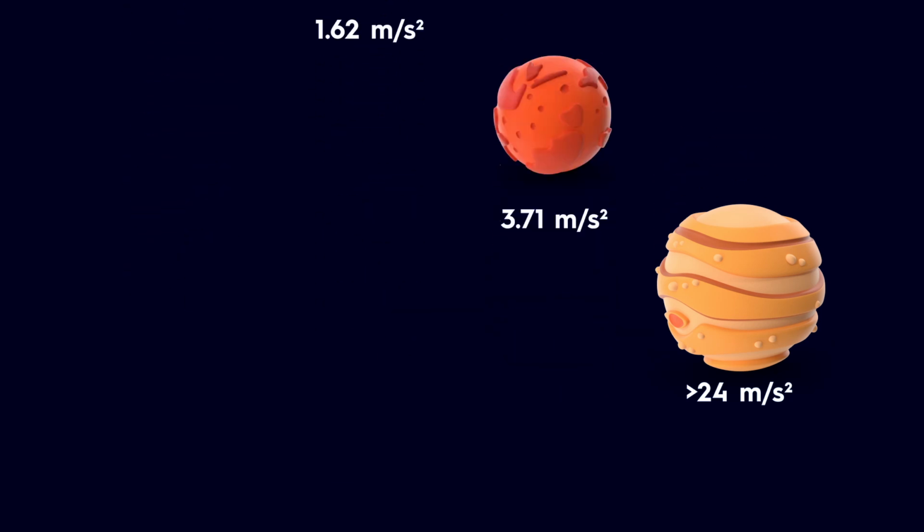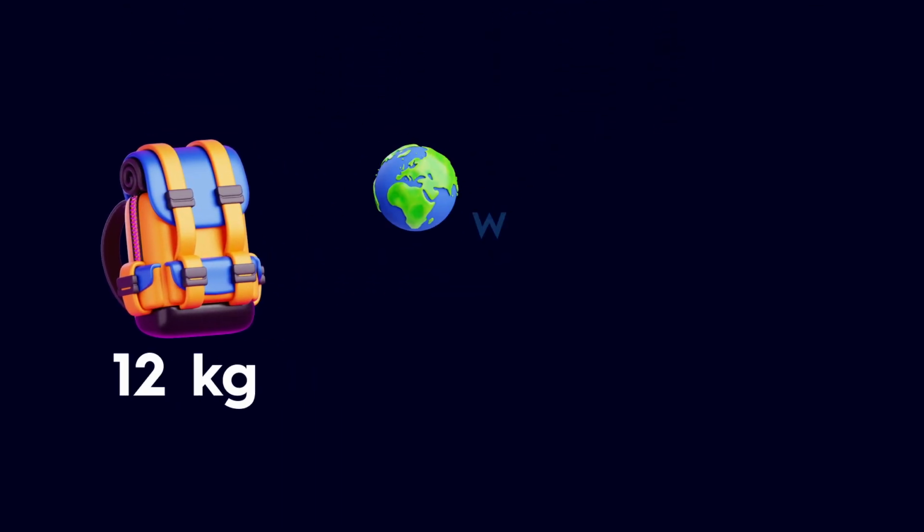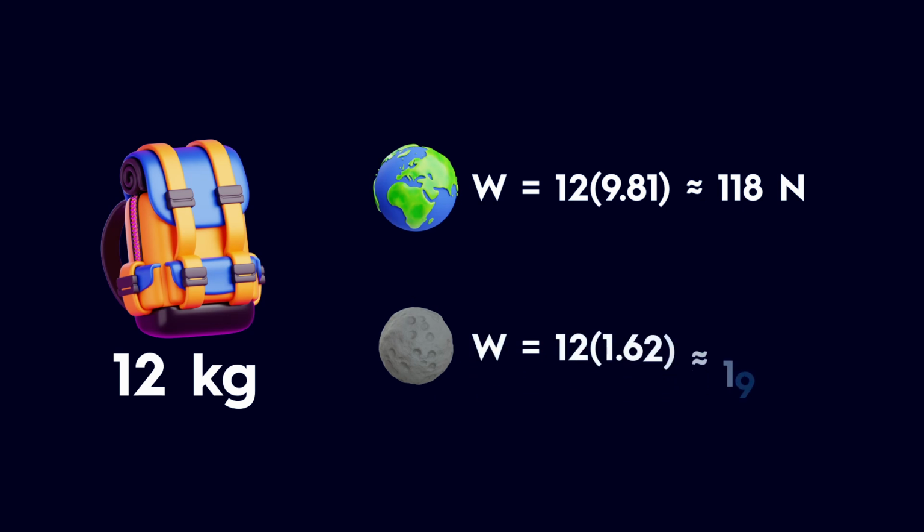Let's make this concrete with an example. A 12-kilogram backpack on Earth has a weight equal to 12 times 9.81, about 118 newtons. On the Moon, 12 times 1.62 gives about 19 newtons. Same mass, very different weight.